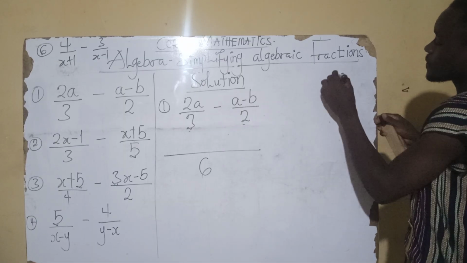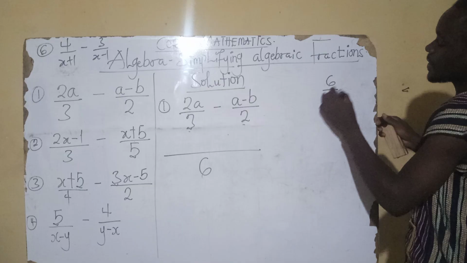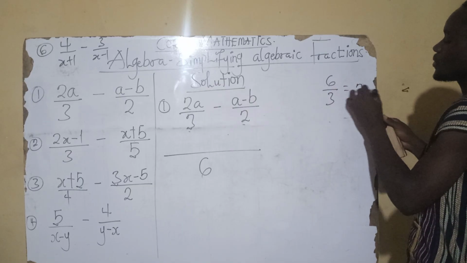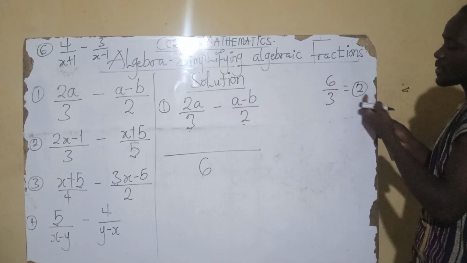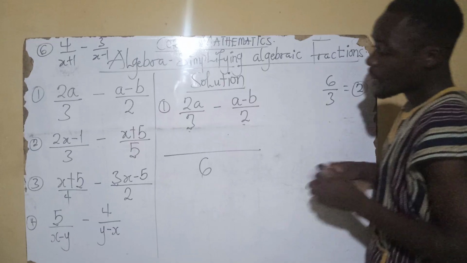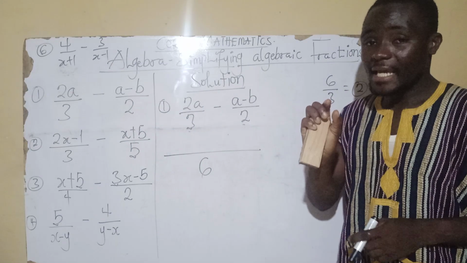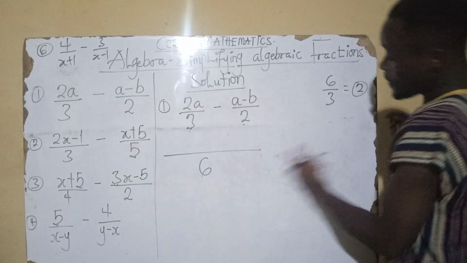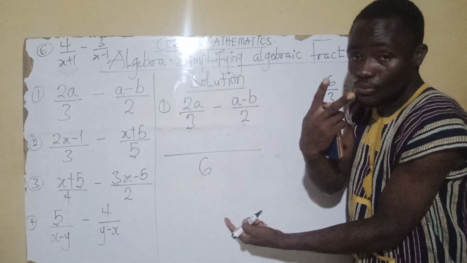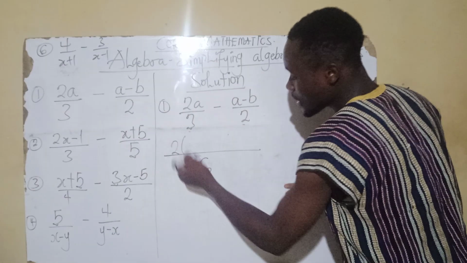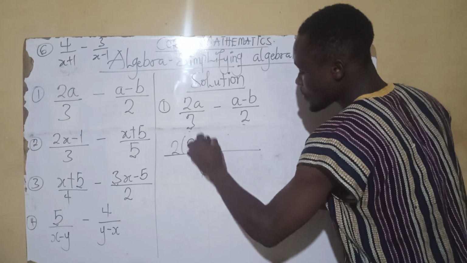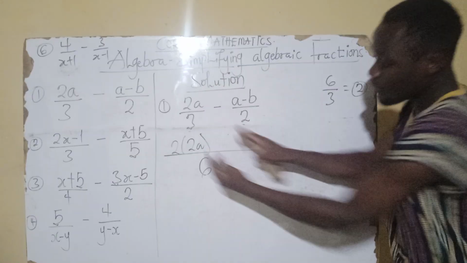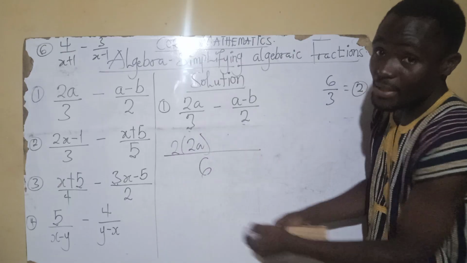If I have 6 divided by 3, I'm going to get what? 2. So it means that 3 goes into 6 how many times? 2 times. Now I will use the 2 to multiply the numerator of the 3. So the 3 goes into 6 2 times, so the numerator of that, I'm going to get 2 multiplying 2a. Are you following? I'll put that in a bracket indicating that it is multiplying.